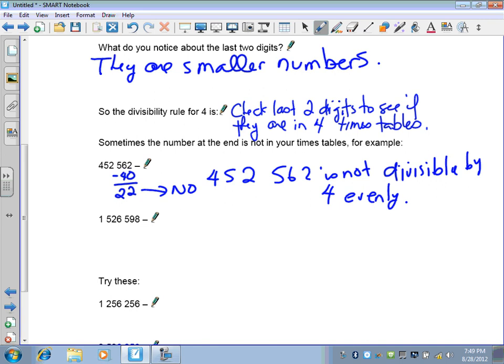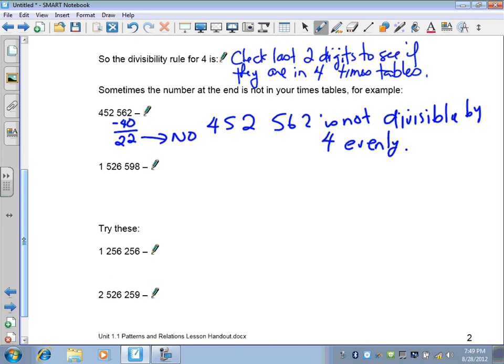Well, I can't subtract 40 because that's really not going to help me, but I can subtract 2 40s, and that's 80, right? 40 plus 40 is 80. So if I take away an 80, 8 take away 0 is 8, 9 take away 8 is 1, so checking 18, is 18 in the 4 times tables? The answer to that is no. 4 times 4 is 16, 4 times 5 is 20, so this one is a no.